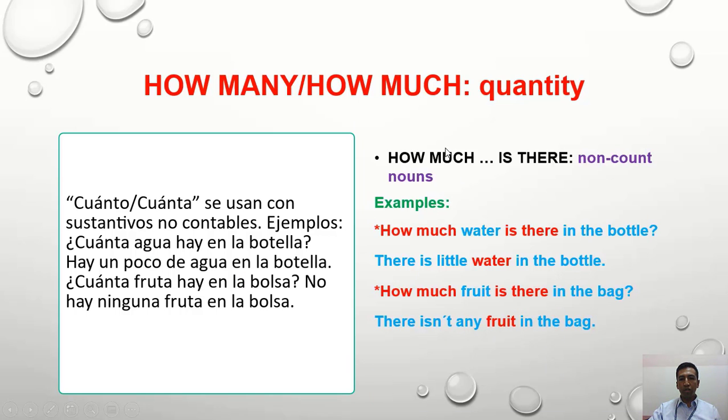The use of how much. We use how much and is there with non-countable nouns. Examples. How much water is there in the bottle? There is a little water in the bottle. How much fruit is there in the bag? There isn't any fruit in the bag.